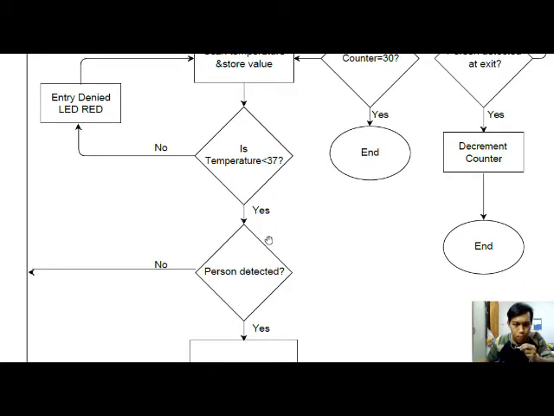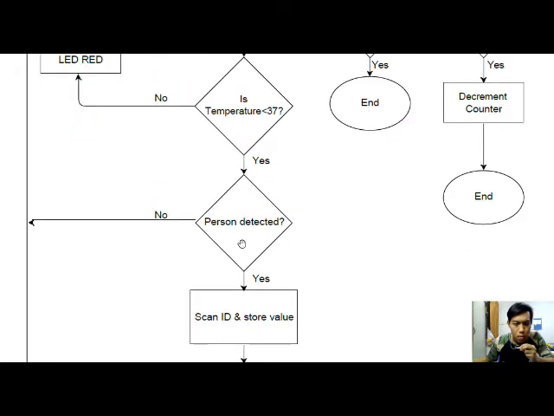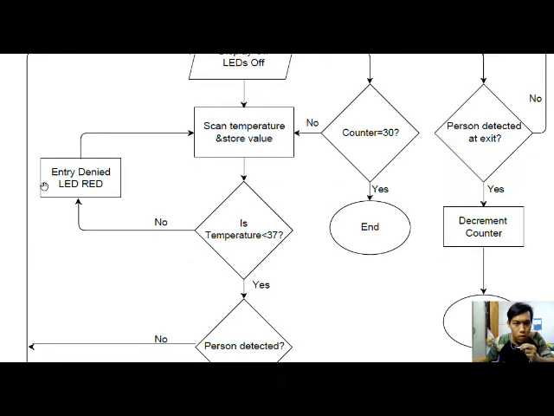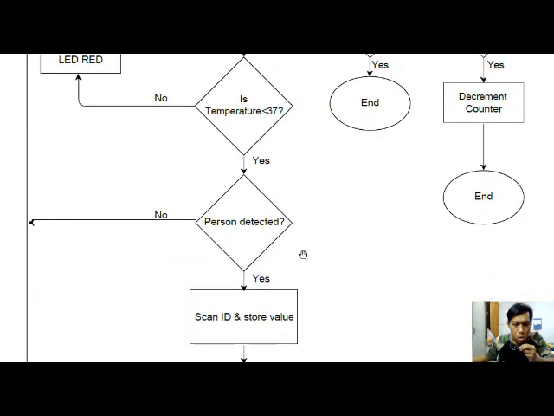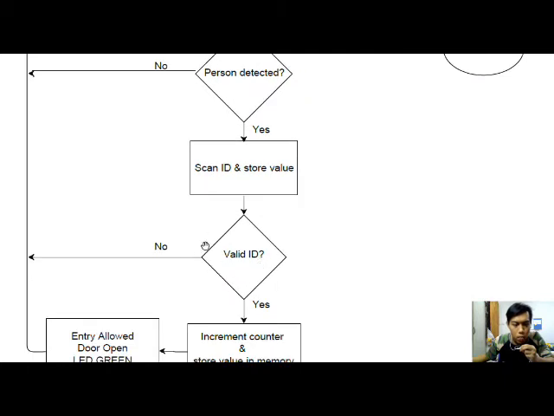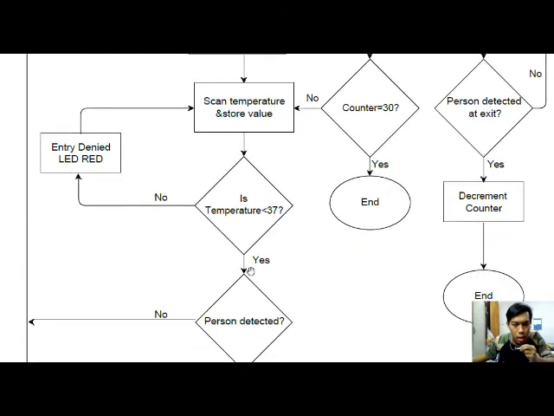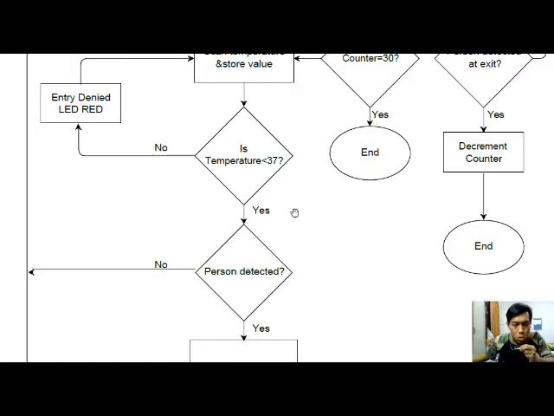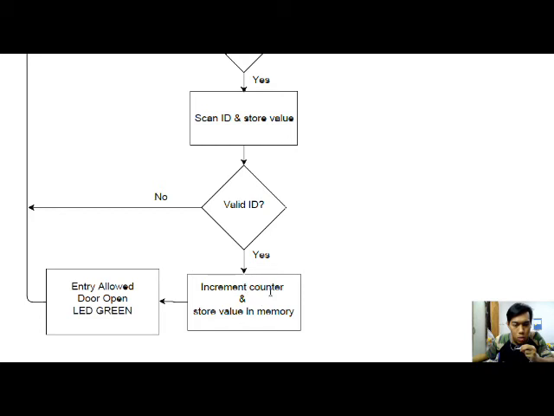When the temperature is lower than 37, the person is detected. When the person is not detected, he must go back to the first step and do the same thing again. When the person is detected, they must scan the ID and store the value. When the ID is not valid, they must go back to the first step, scan, and go through the same process.